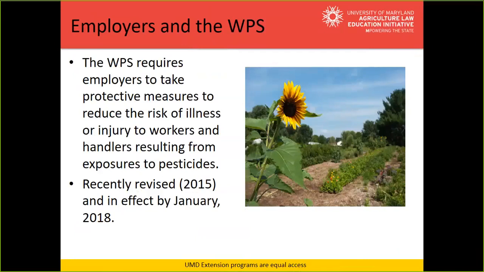And mostly what the worker protection standard talks about is your responsibilities as an employer. So even if you're a small-scale farm with maybe seasonal AmeriCorps volunteers, even if you're a nonprofit farm, there are some responsibilities you have to those folks who are coming and working on your farm to do your best to protect them from the risk of illness and injury resulting from exposure to the pesticides that you use. This law has been recently revised in 2015, and the effects of those changes came into effect in January 2018, so there has been some renewed interest in this law recently.